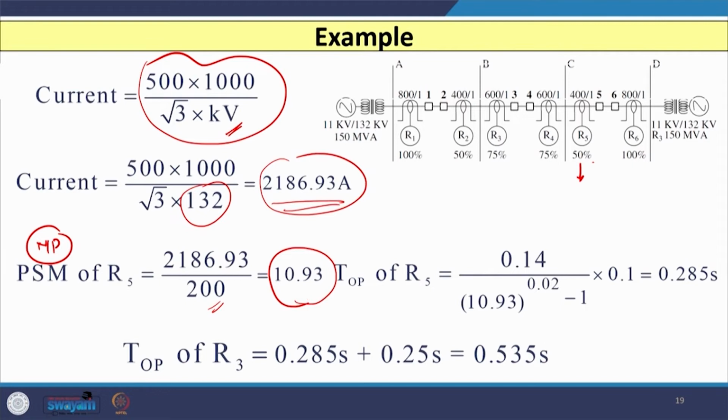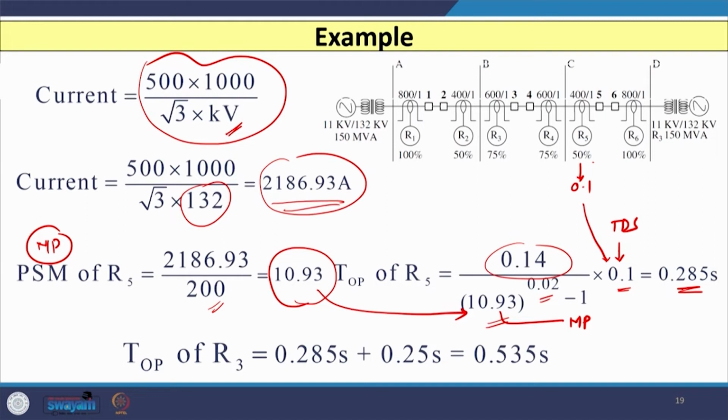Now the time of operation of relay R5 you can easily calculate using this characteristic: 0.14 divided by multiple of pickup current raised to 0.02 minus 1, into TDS. This is your TDS and this is your multiple of pickup current. So, you can put this value here. TDS is given for relay R5, that is 0.1. So, you can put it here and you get the time of operation of relay R5, that is 0.285 second.